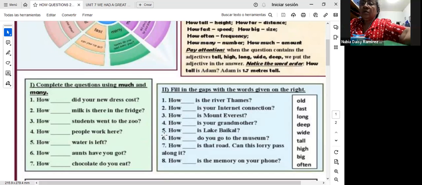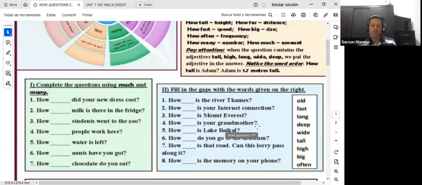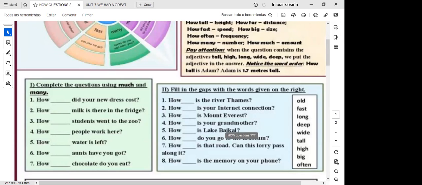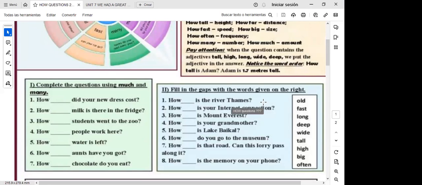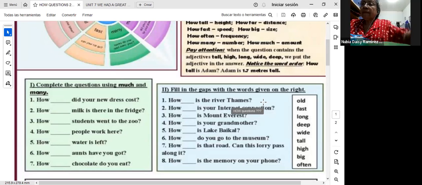Number 4, your grandmother. How old is your grandmother? How old? Okay, good. Yes. How old is your grandmother? Oh, okay. Okay, good. Excellent. Okay, so far so good. Continue.